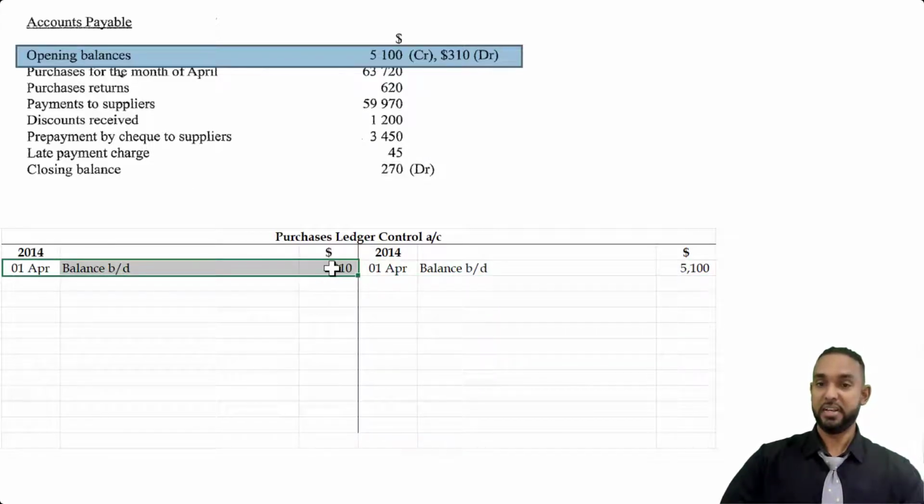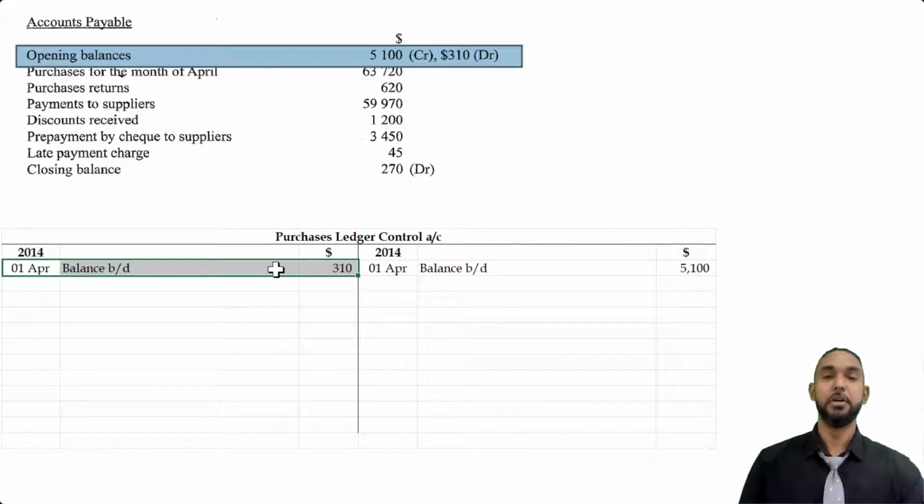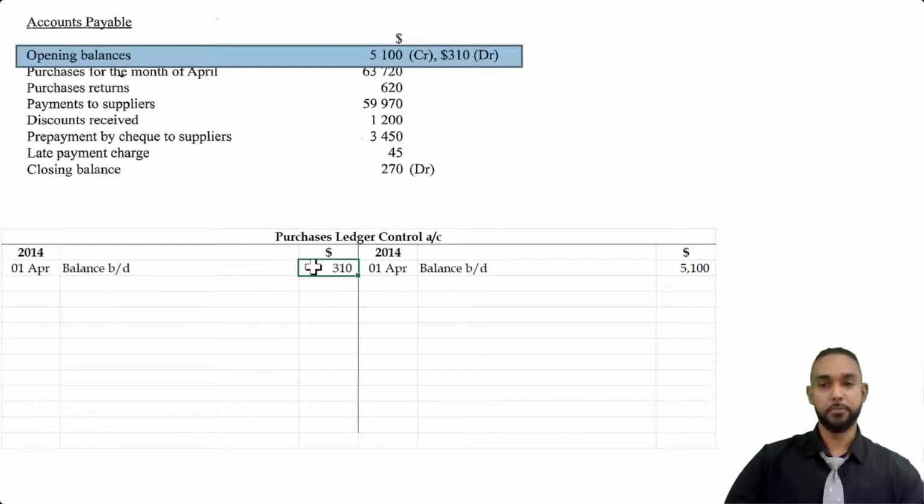Why would there be an opening debit balance? Long story short, sometimes we make overpayments to our creditors or they have refunds for us for multiple reasons. In that case, they would owe us money, which essentially would be like a debtor. But of course, we don't want to have to go and transfer an account that is typically for a creditor to the debtors' control account, to the sales ledger. We leave it here and we just show that, hey, they owe us some money.